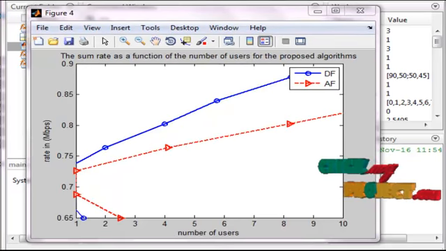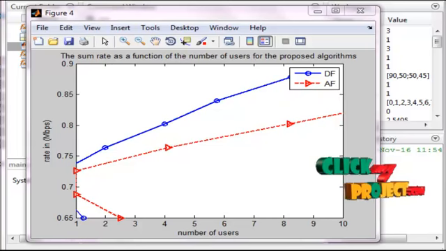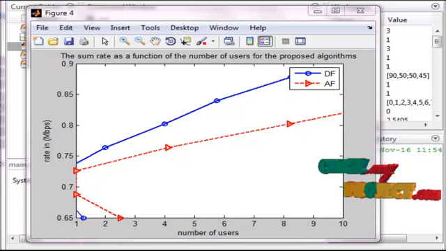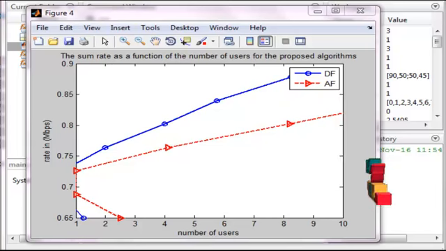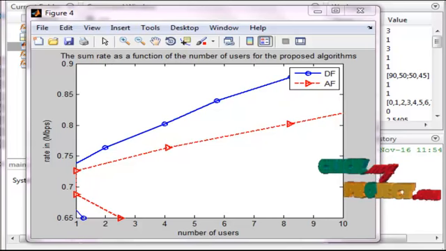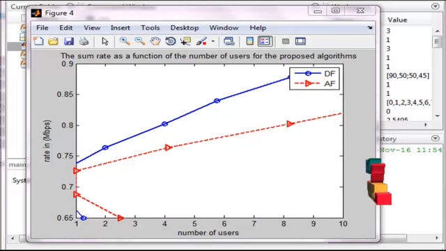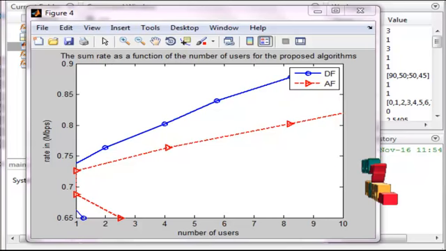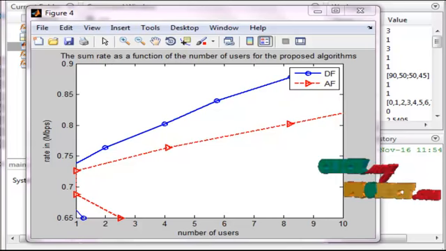In this figure, the sum rate is shown as a function of the number of users for the proposed algorithm. The number of users is taken on the x-axis, and the rate is taken on the y-axis, in bits per second. This is the AF, the amplify and forward method, and DF means the decode and forward method. The sum rate is calculated using the proposed algorithm, depending upon the number of users, that is the number of sources.